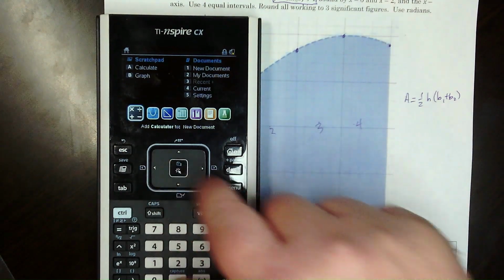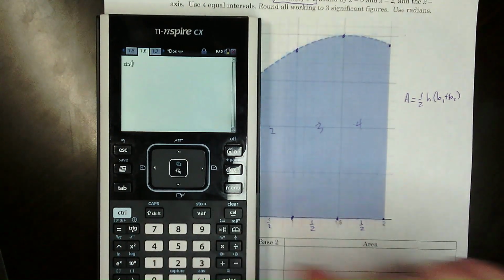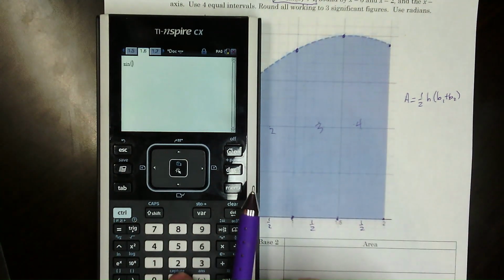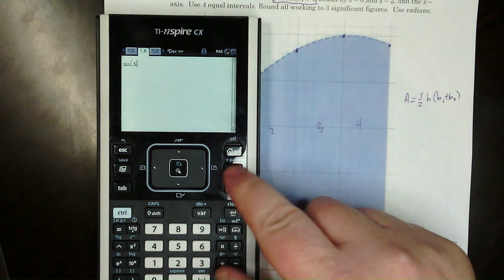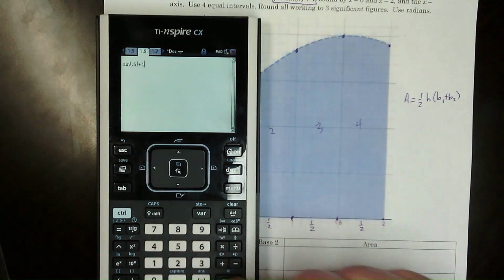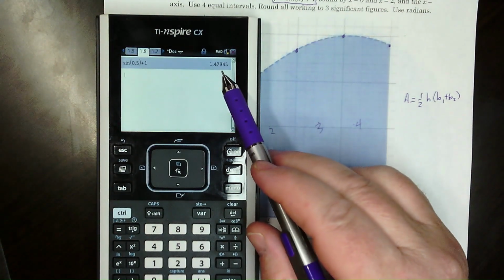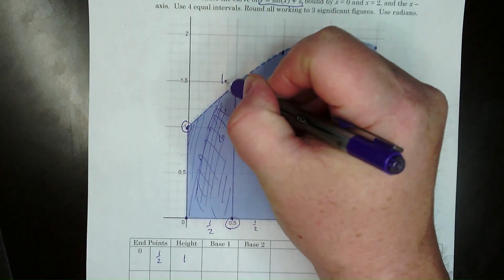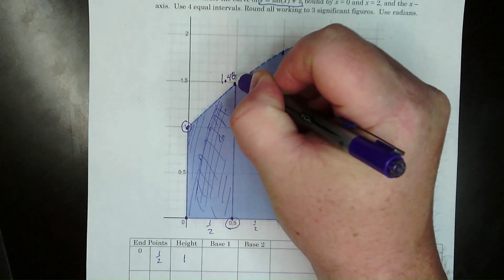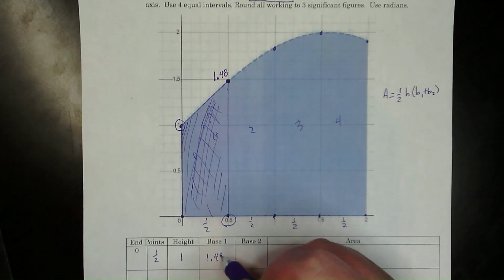Enter. So we're going to start with that right there. So sine of 0.5, make sure we're in radians, right? 0.5, and then of course we could do this in our head, but just to make sure for due diligence, 1.48. We're going to round to 3 significant figures. So this is 1.48 right there. So that means the height right there is 1.48.